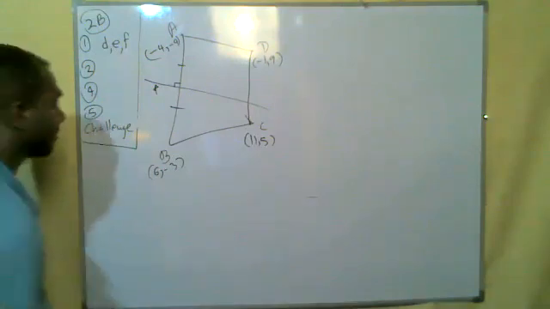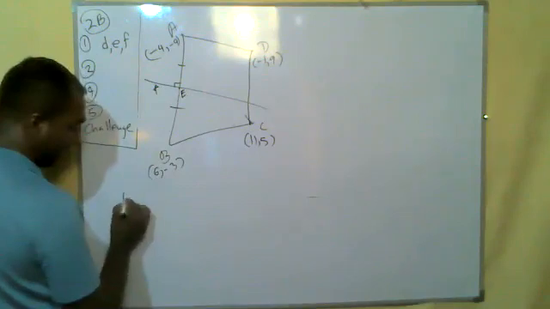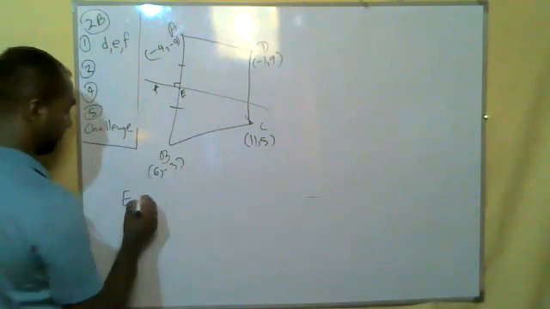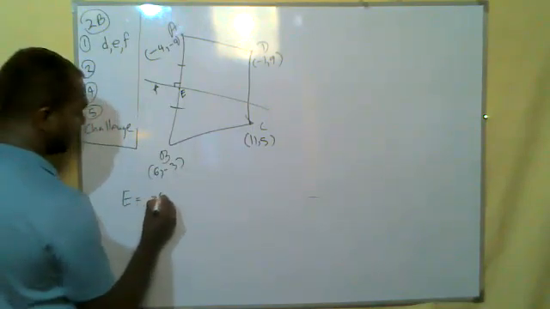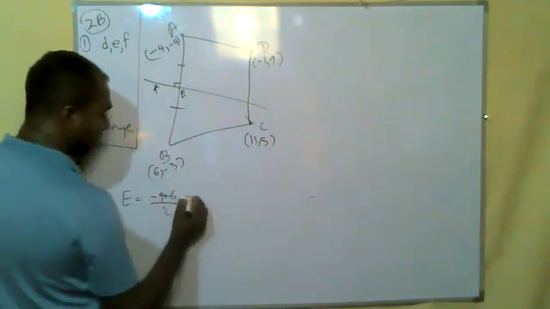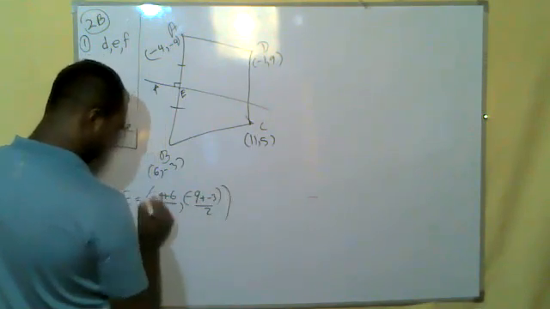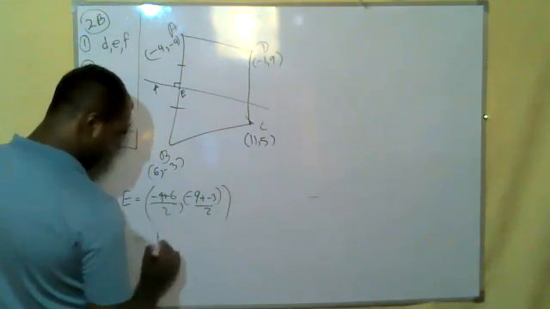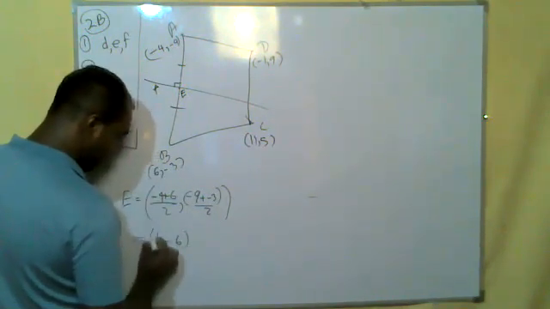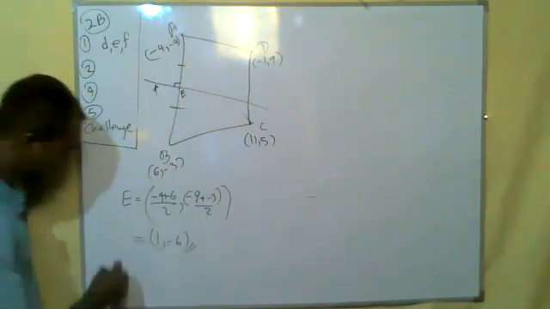What do we have to do? Fine. Let's take this point as E. So we can take E as the middle point. We know how to do that. (-4 plus 6 divided by 2, comma, -9 plus -3 divided by 2). It's going to be 1. Here -12, so -6. So E is (1, -6). And we can find the gradient of AB.